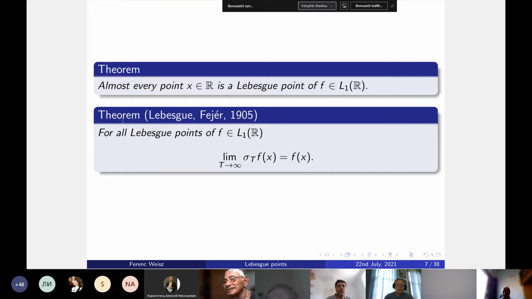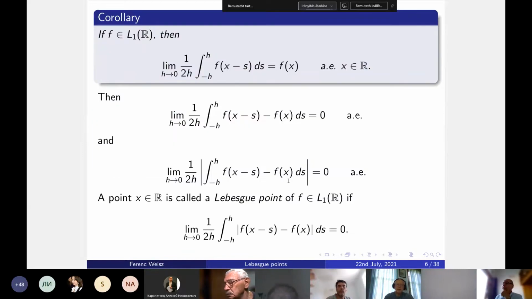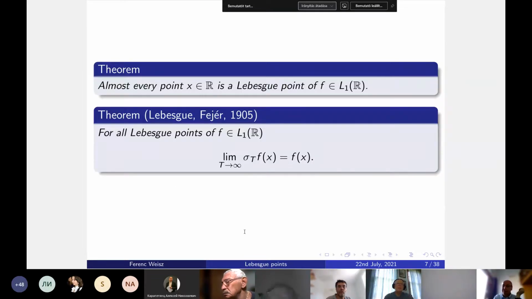Lebesgue proved the next result. If f is an integrable function and x is a Lebesgue point, then the Fejér means converge to f. This is a very nice theorem because the definition of the Lebesgue points depends only on f. It is independent of the Fejér means or the Fourier transform of f. It depends only on f. So these are the one-dimensional theorems.